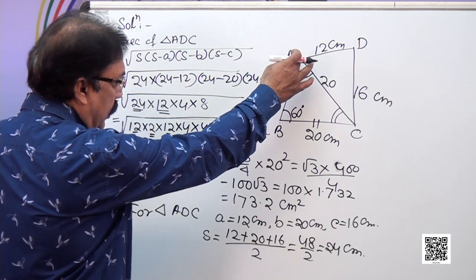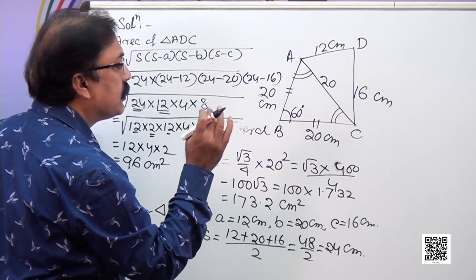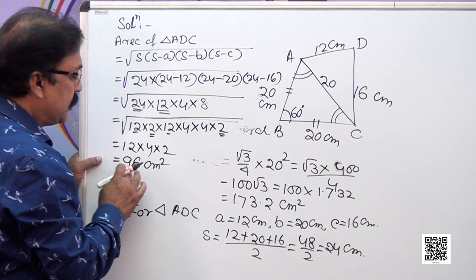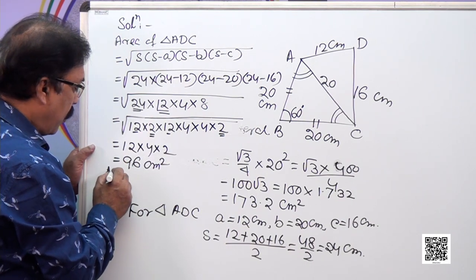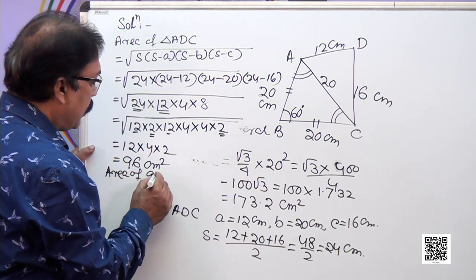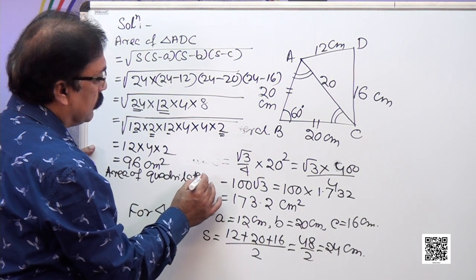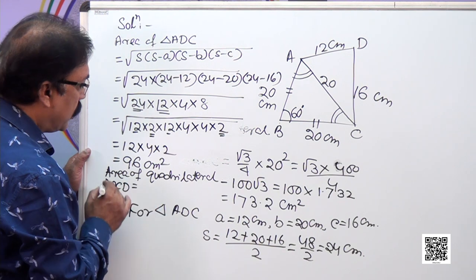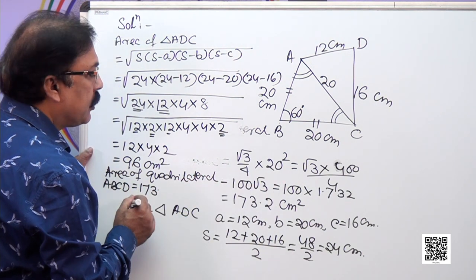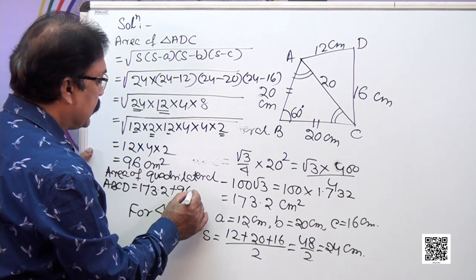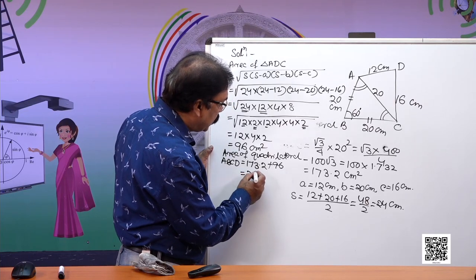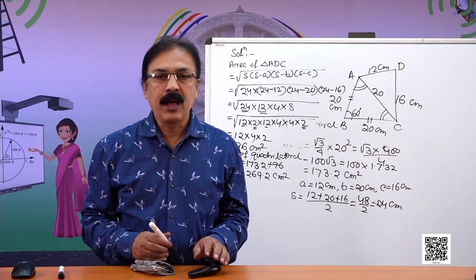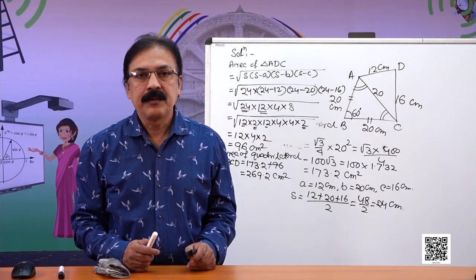Now, earlier, the area of ABC was 173.2 centimeter square. Now this area of triangle ADC is 96 centimeter square. So the area of quadrilateral ABCD is equal to 173.2 plus 96. So, the sum is 269.2 centimeter square. So, thus by using Heron's formula, we can find the area of a quadrilateral in such questions.